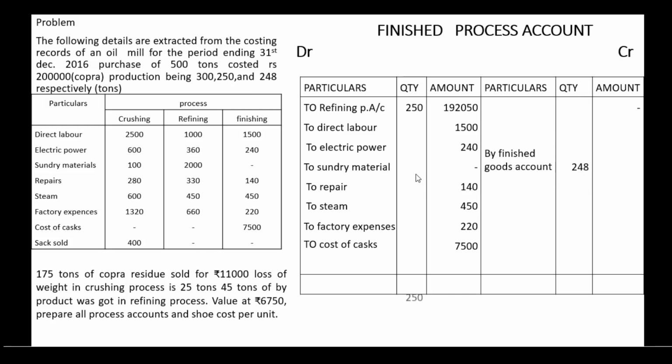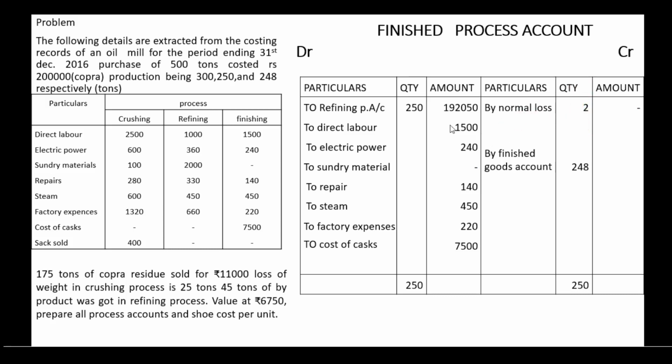Now we take the total of quantities. In the debit side 250 tons. In the credit side also we enter the same tons, that is 250. So from this 250 tons we deduct the output units, that is 248. So now the balanced tons are 2. This 2 tons is called normal loss. The balanced tons that has come, we call it normal loss.